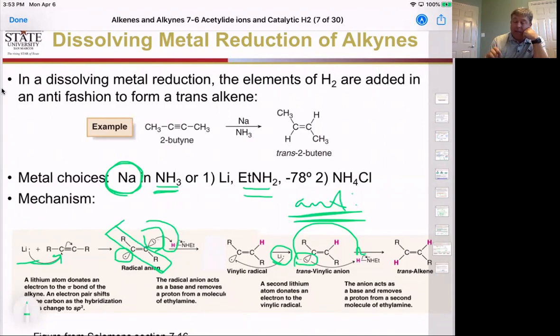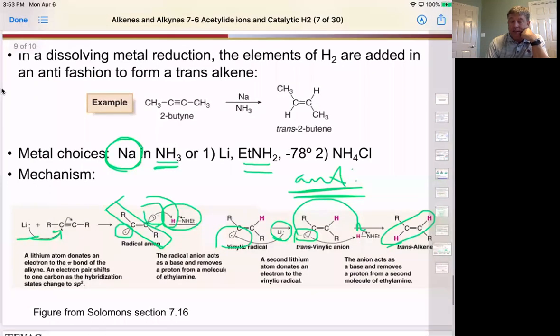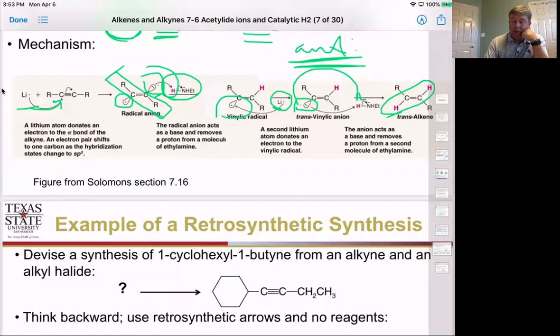This is completely the opposite of the syn addition because we have the formation of this radical anion acting as a base and then this anion acting as a base. So we end up with this trans addition of the hydrogen. And that's the way to get to this trans alkene from an alkyne using that dissolving metal reduction.